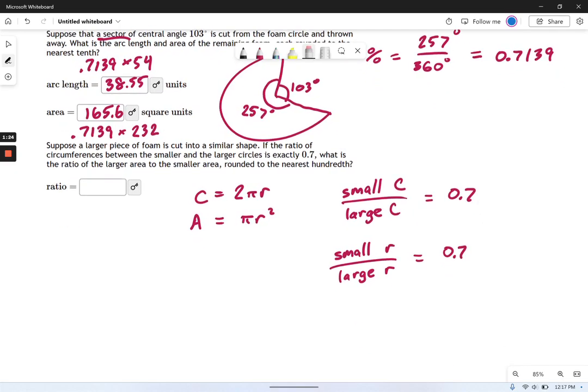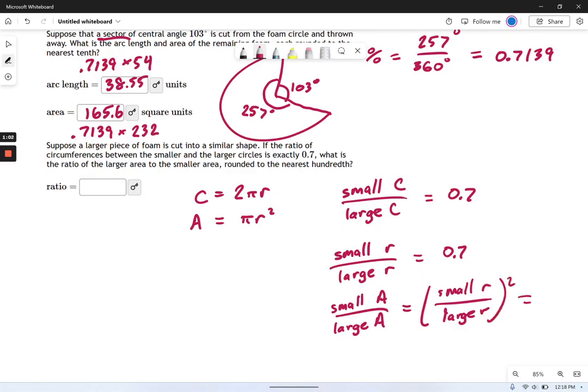Now, it's different for area because the area equation has an r squared term. That means small area over large area is going to be equal to small radius divided by large radius squared, which is 0.7 squared, which is 0.49.